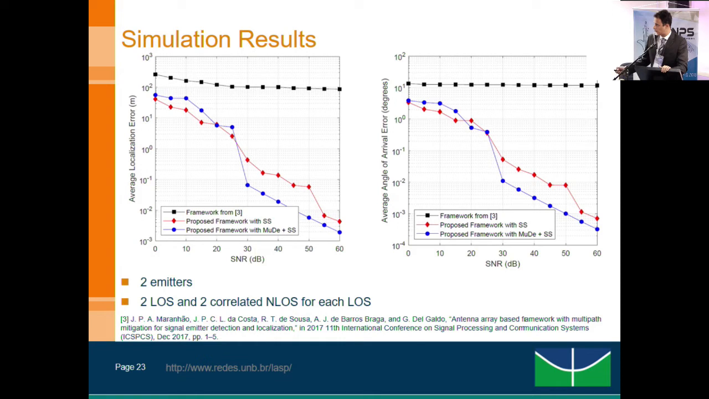And in the third simulation, we considered two emitters located inside the region. And we assumed that each sensor array received six signal components, two line of sight plus four non-line of sight. And once again, our previous framework presented bad results, while our proposed framework considering MUTE outperforms the same proposed framework considering spatial smoothing for SNR higher than 30 dB.